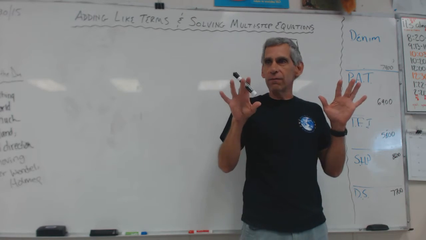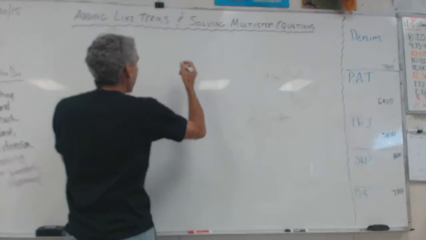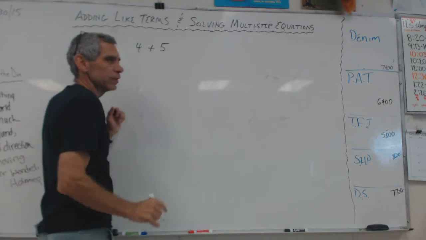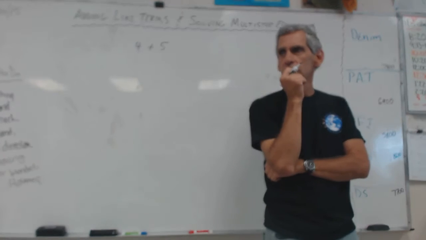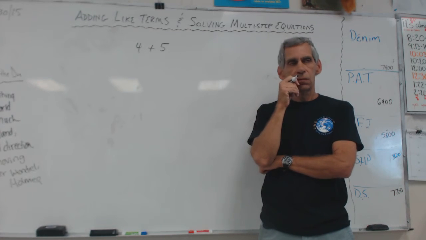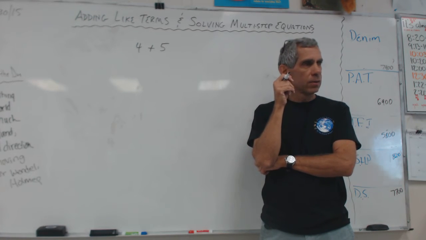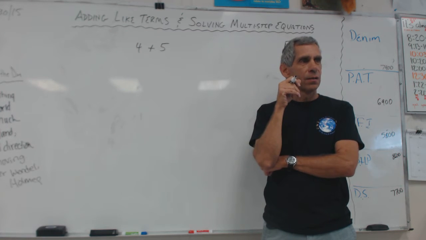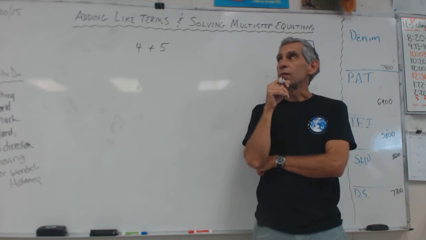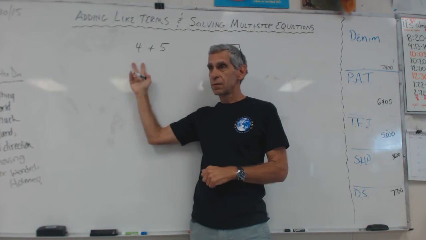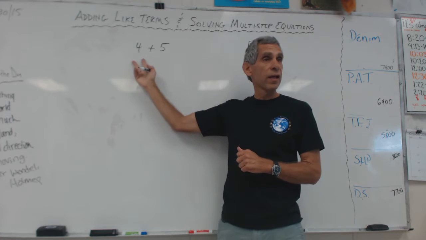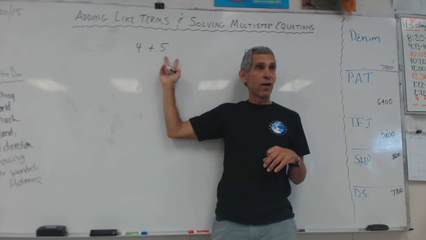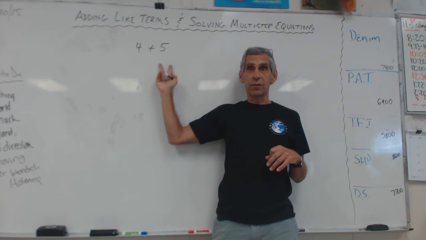Let's try this for a second. If I had 4 plus 5, are those like terms? They're both numbers, but if you put an X behind the 4 and a Y after the 5, then they wouldn't be like terms. So these are like terms because all that is the number. That's the number 4. That's the number 5.